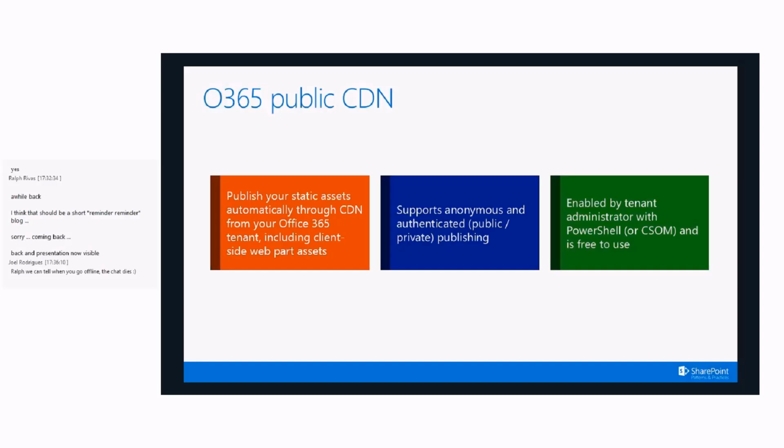The Office 365 CDN has two modes. It has an anonymous mode and authenticated mode. Anonymous mode is essentially called public CDN, and the authenticated mode is called the private CDN. The private CDN is mainly for WCM scenarios, and it actually works automatically just by enabling it, which is kind of magic, and I'll explain how it works in a second.